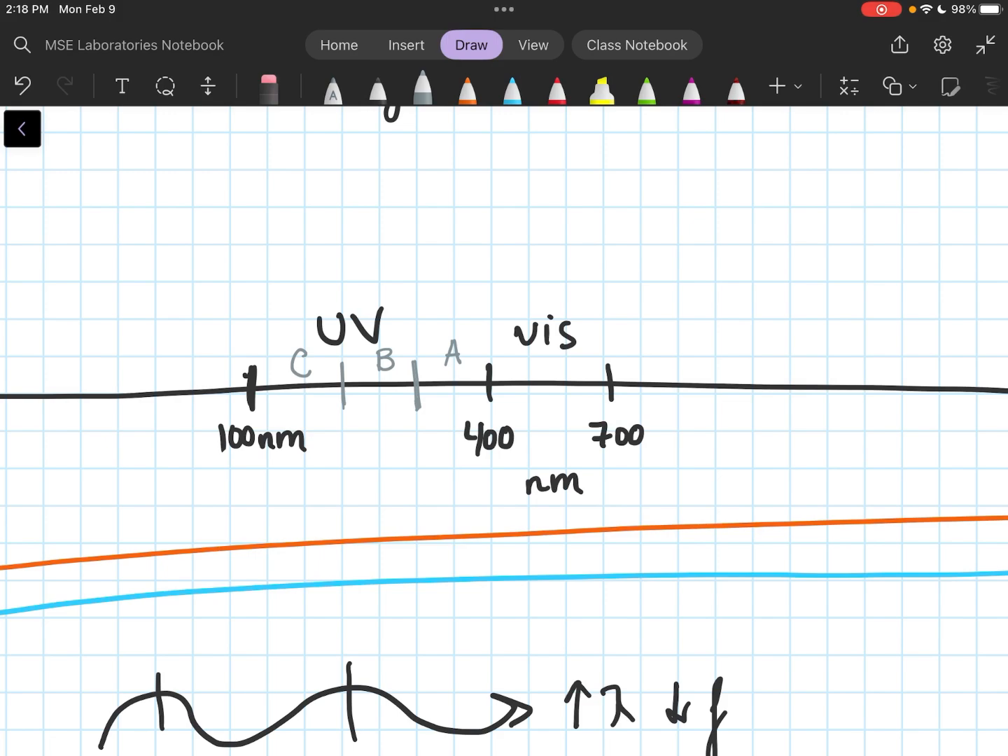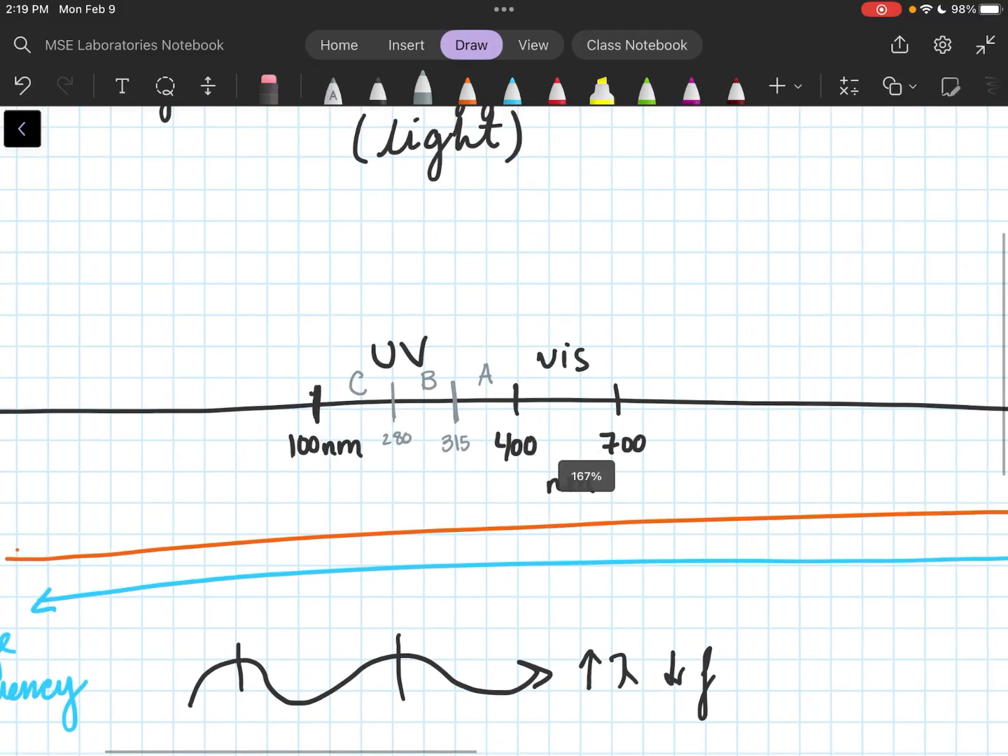Pretty easy. The breakup for those is 400 to 315 nanometers is UVA, 315 to 280 is UVB, and then 280 down to 100 is UVC. This is all continuing to be in nanometers.